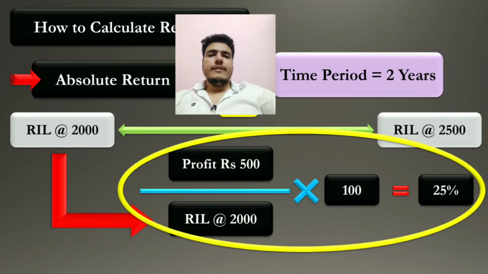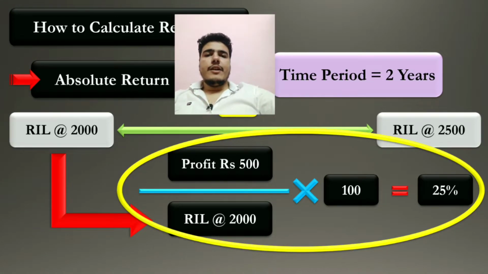And if you see this example, it ignores the effect of time period, that is 2 years, okay. Even if 5 years was there, then also absolute return is 25%. Even if 10 years is there, then also return is 25%, because this is absolute return. It ignores the effect of time period.